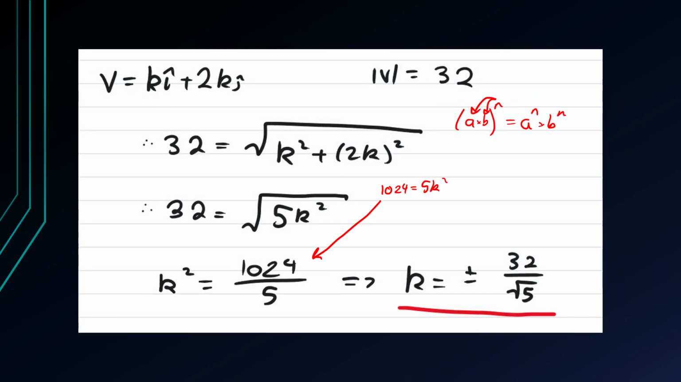Now 32 over root 5 can actually be simplified. If you rationalize the denominator, you get 32 root 5 over 5. But as a rough estimate, k is roughly plus or minus 14.3 meters. So that's the solution to that problem.